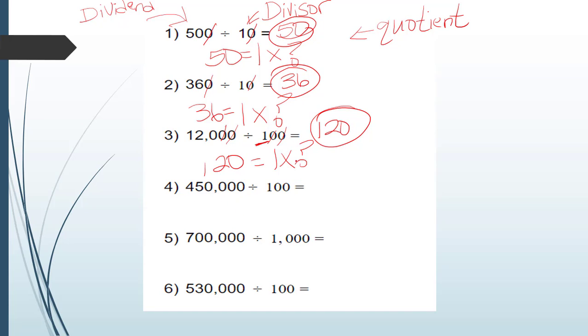Number 4, our divisor ends in 2 zeros, so I can take those off. And our dividend, we can take those 2 off. So what times that 1 gives me the 4,500? Well, that would be a quotient of 4,500.